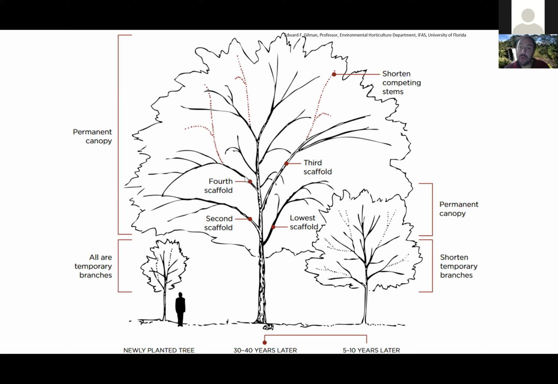At the top of the tree, we have a mix of permanent branches, and then maybe some branches like this one that we're going to shorten and maybe one day remove. So there's a mix of permanent and temporary branches in the canopy, but all the lower temporary branches are now off the tree. And this is important for two reasons. Well, probably more than two, but two big reasons. One, we manage temporary and permanent branches differently. And two, we want to make sure we're spacing the permanent branches correctly.